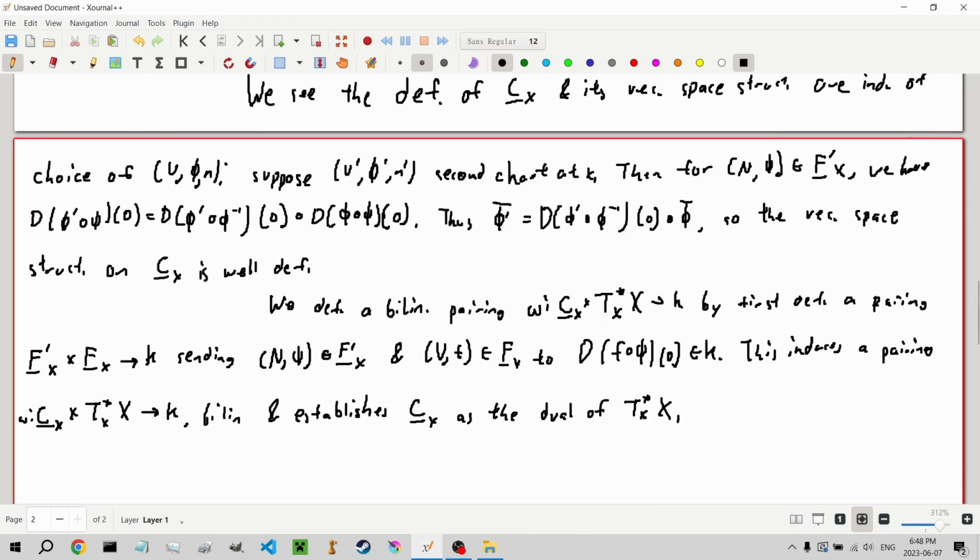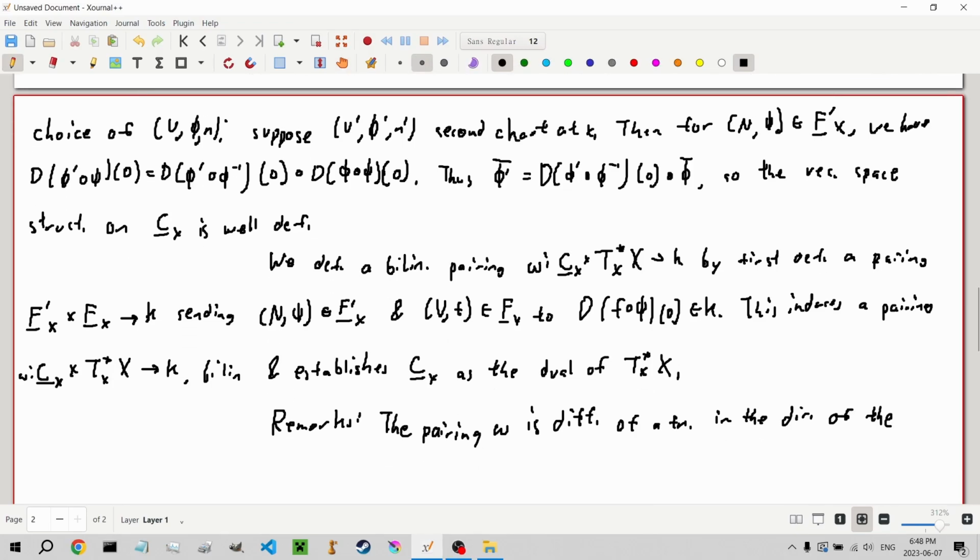A couple of remarks with this. First off, the pairing omega is simply differentiation of a function in the direction of the tangent to a curve.